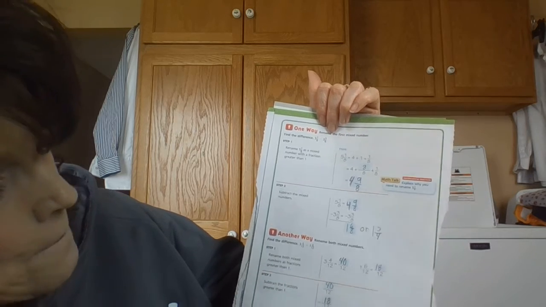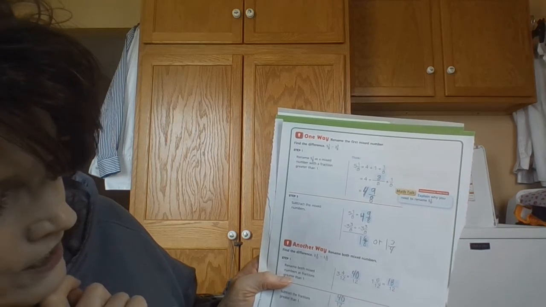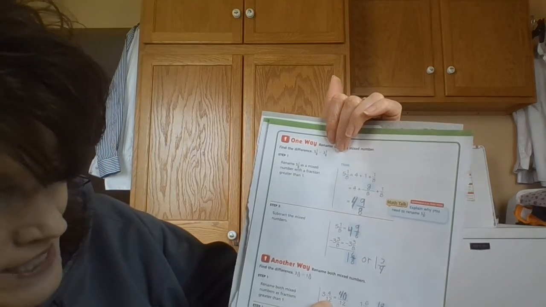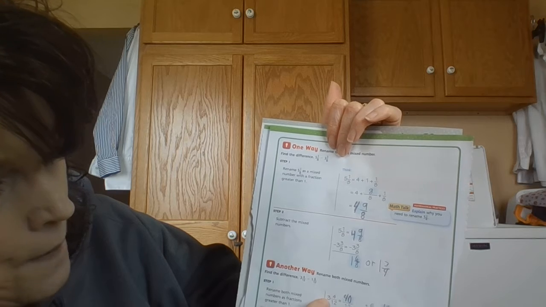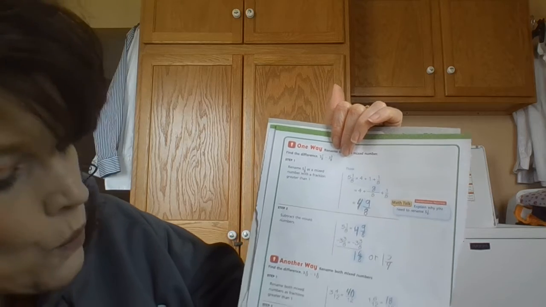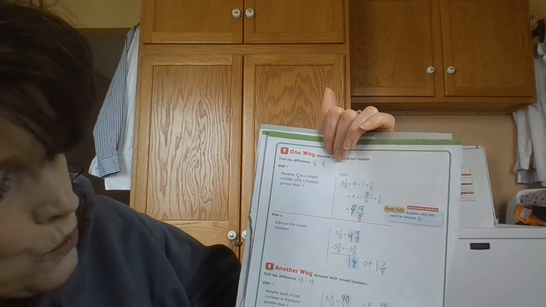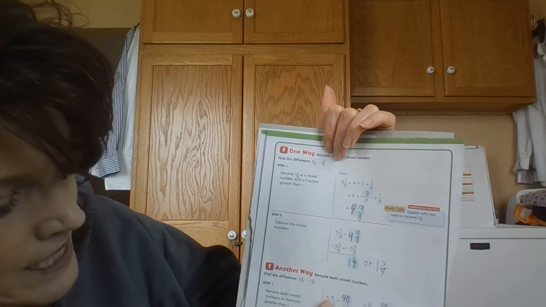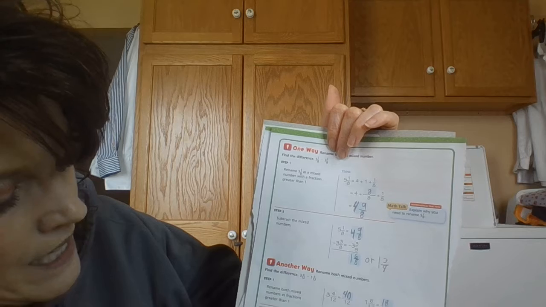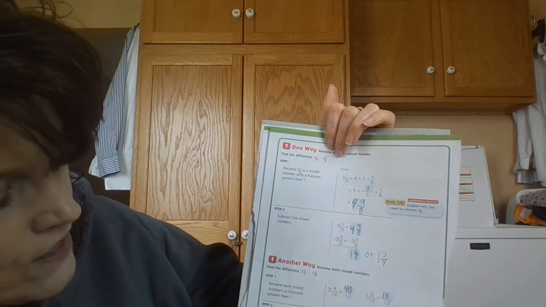Now, the other way to find the difference is to rename both mixed numbers as fractions greater than 1, meaning the numerator will be bigger than the denominator. Now, let's talk about how they do that. The first thing they do is look at the denominator and multiply it by the whole number. So they take 12 times 3, which becomes 36, and then they add the numerator to it. 36 plus 4 becomes 40. So 3 and 4/12 renamed becomes 40/12.